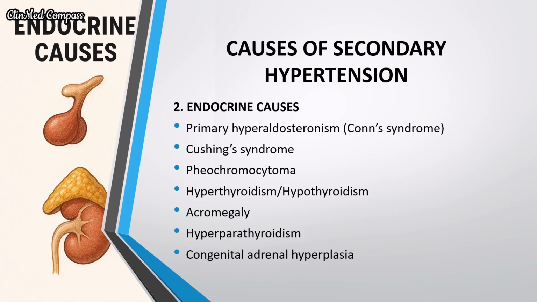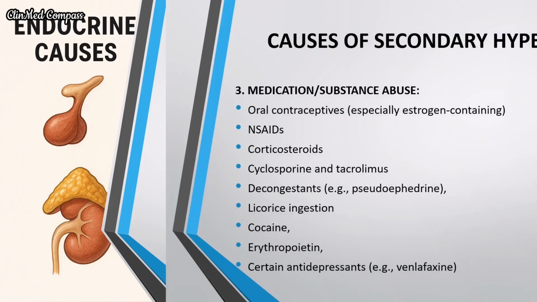Acromegaly, due to excessive growth hormone. Hyperthyroidism, hypothyroidism, both of them can affect vascular tone and cardiac output. Hyperparathyroidism, it can cause hypercalcemia, which may contribute to hypertension. Then congenital adrenal hyperplasia, this is a group of genetic disorders affecting steroid hormone synthesis. All these conditions should be considered when a patient presents with unexplained or resistant hypertension.